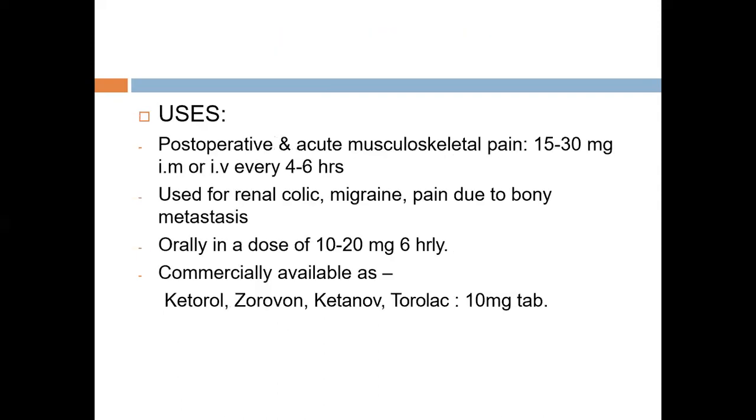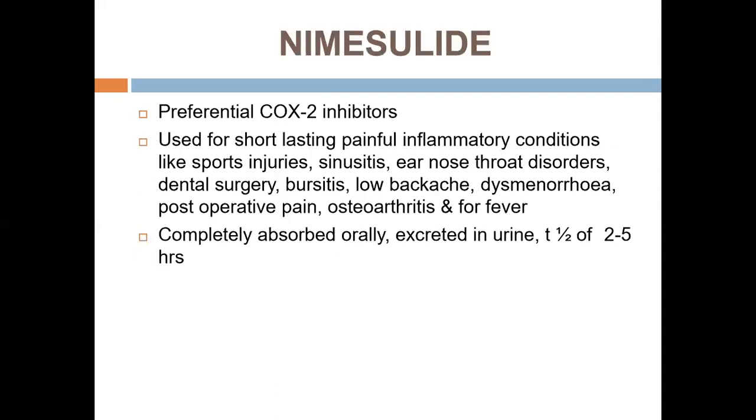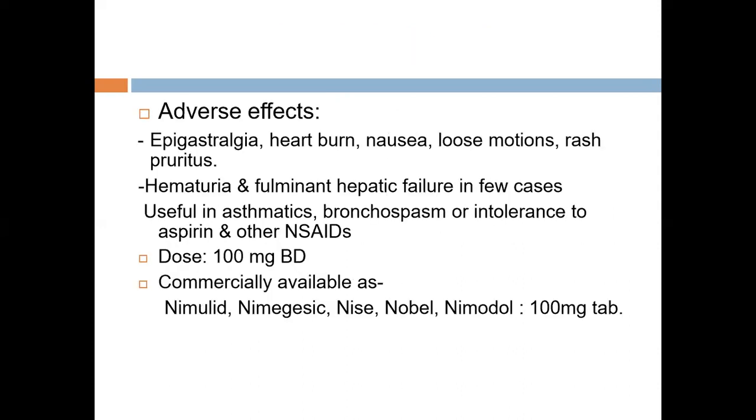Then we have a drug like nimesulide, which is a COX-2 inhibitor. It is short acting and used in injuries, dental and other surgeries, back pain, and dysmenorrhea. The adverse effects it can cause are heartburn, nausea, loss of motions, and epigastric pain, all those problems. And 100 milligrams BD is the dose.